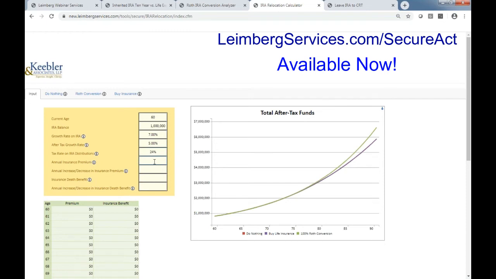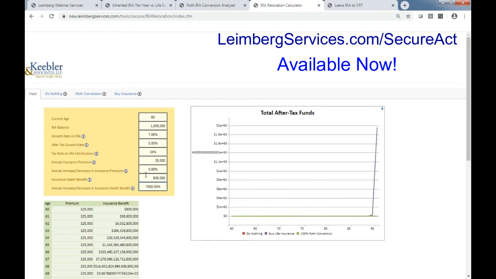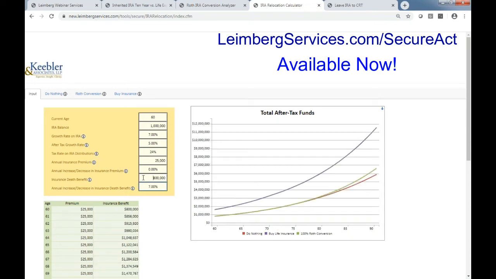Let's assume that we have an annual insurance premium of $25,000. And we're going to not have any changes in that premium. The insurance death benefit is an $800,000 second to die policy. And we increase that each year by about $7,000. Oops. Maybe, I'm sorry, I shouldn't have done that like that. Okay, what we would see in this case is with the right policy design, you would come out ahead.